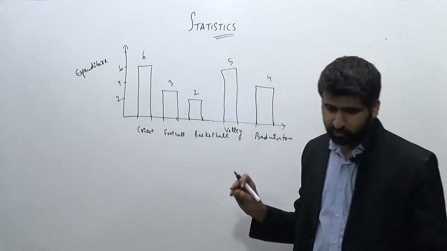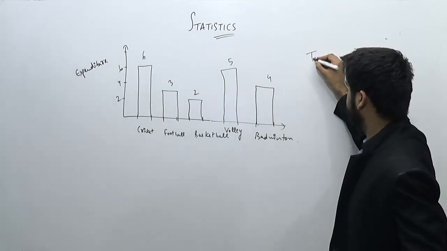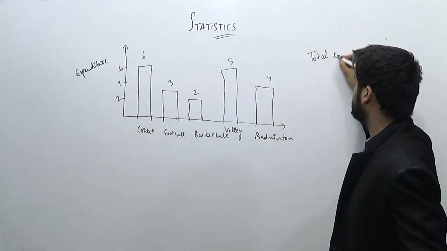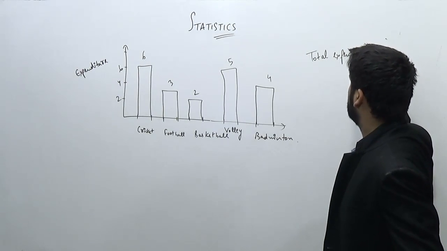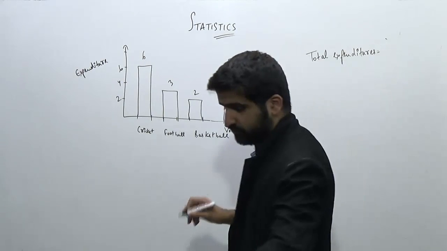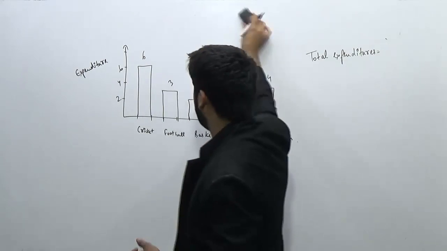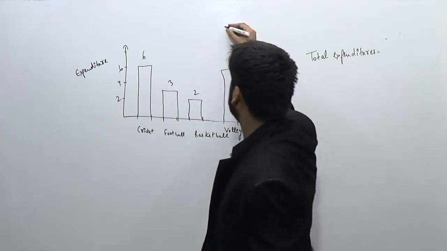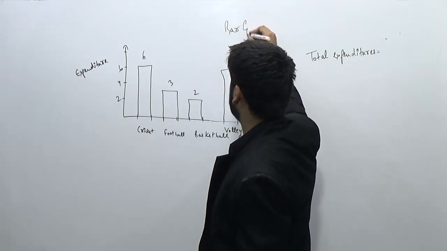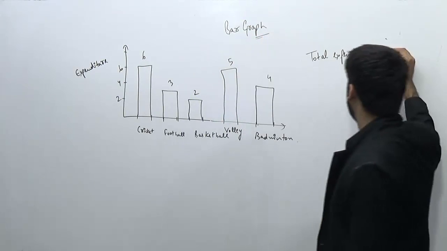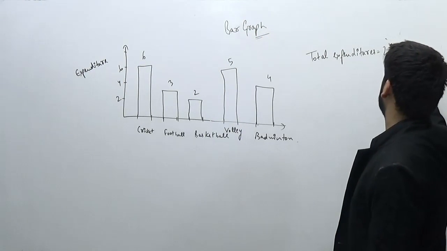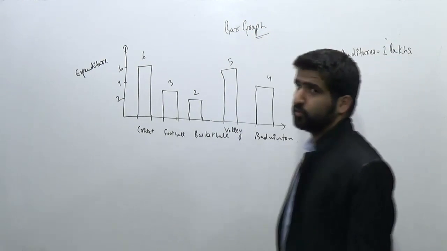Now what I am going to ask you, just see the question, the typical type of questions which can be asked in the case of a bar graph. As you can see, I am writing some names over here. And this is not a continuous graph. Therefore, this is a bar graph. Total expenditure, let's say it is equal to 2 lakhs.